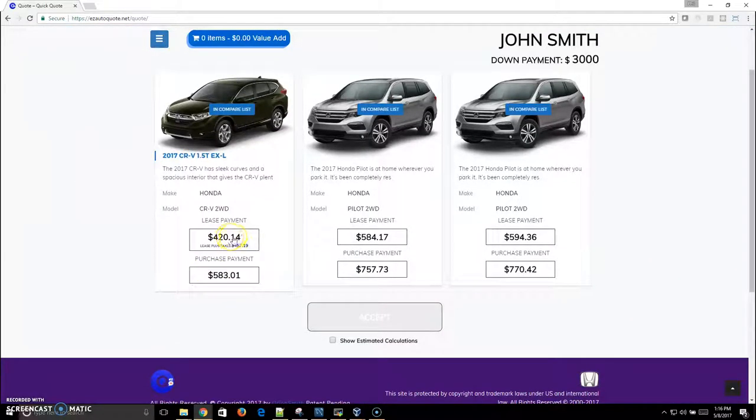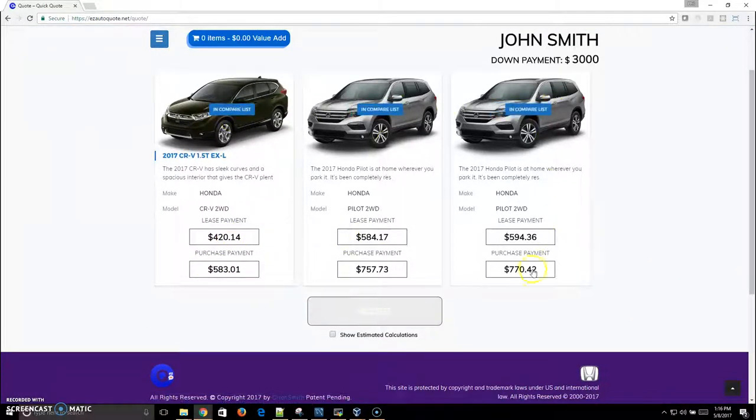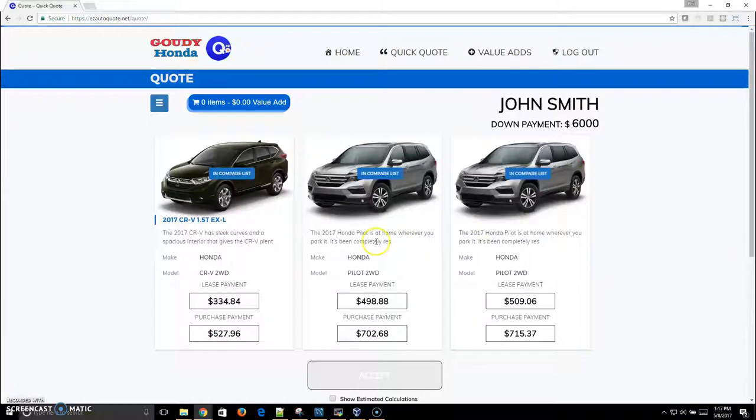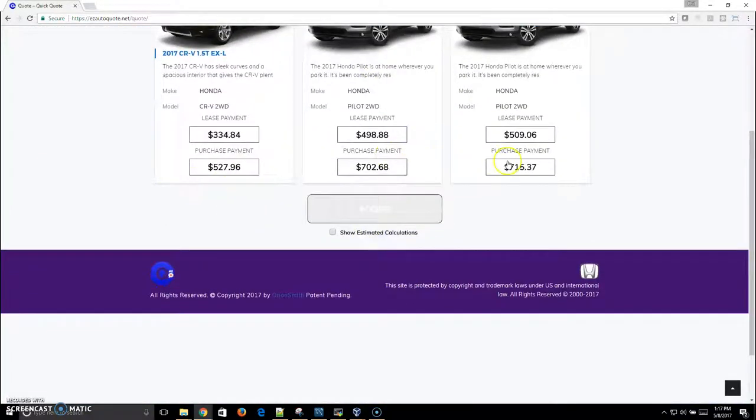Here are the lease payment options on these three vehicles and the purchase payment options on the three vehicles. If none of those are acceptable to John, we can adjust the down payment. If John wants to put down more money, say he wants to put down $6,000, now the payments go down and are adjusted.